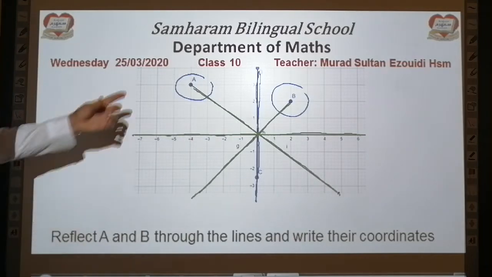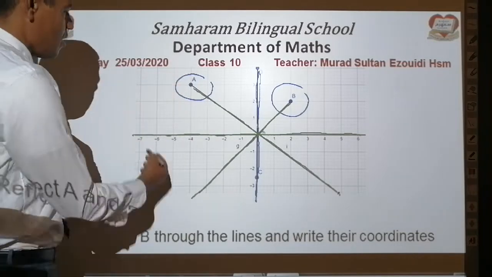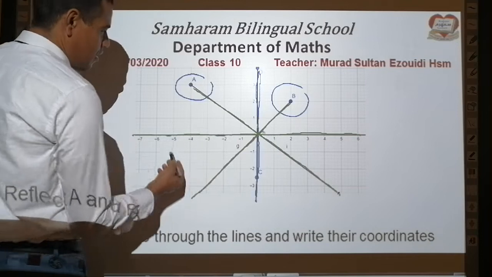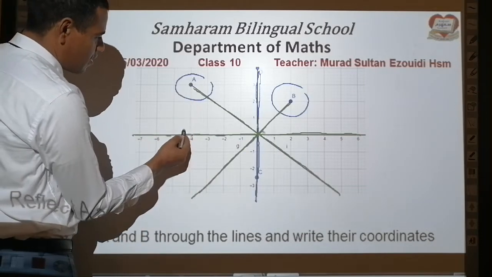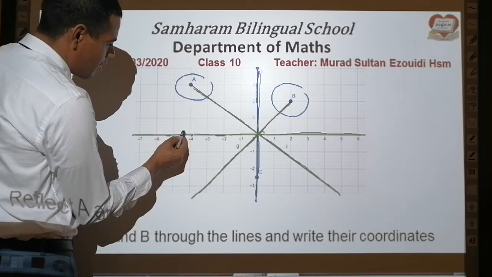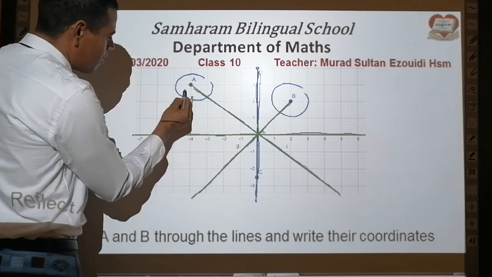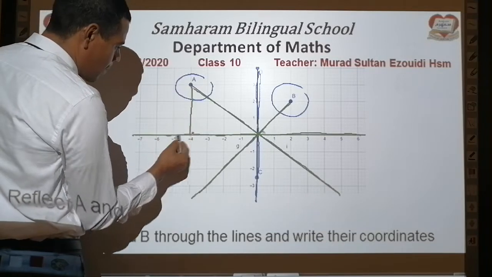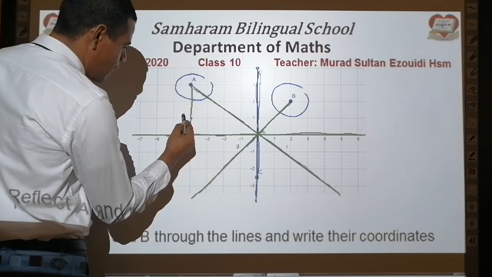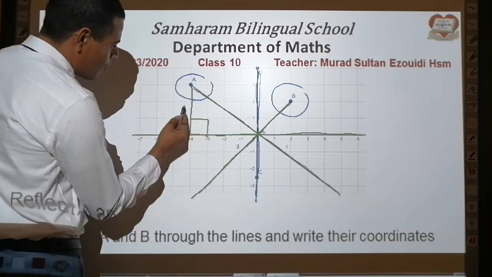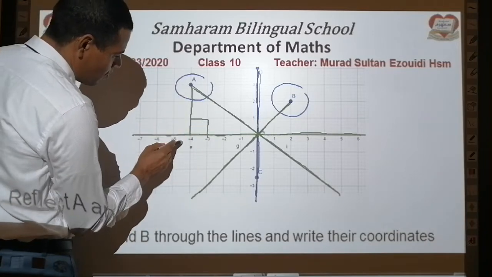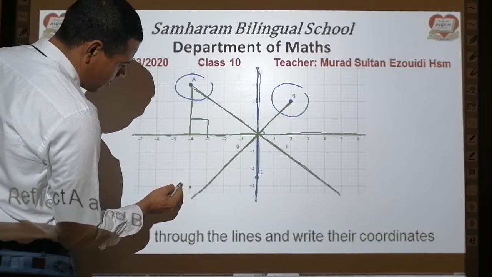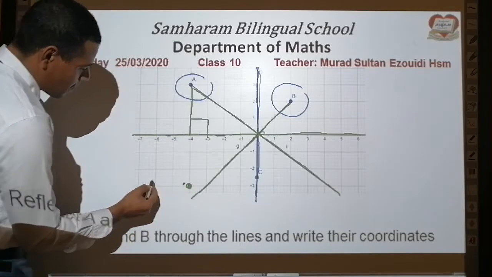Try to reflect this shape, the point A, in the x-axis. So, how many units to the x-axis? 1, 2, 3. Then I should make here, my kids, a line that is perpendicular to the x-axis, and I will show the 90 degrees. Then I will keep the same distance, 3 units. 1, 2, 3. So this one, my kids, is the point A prime.